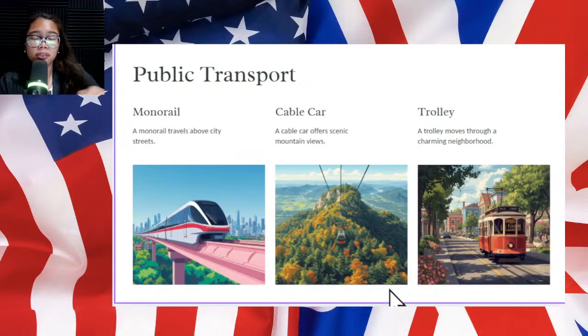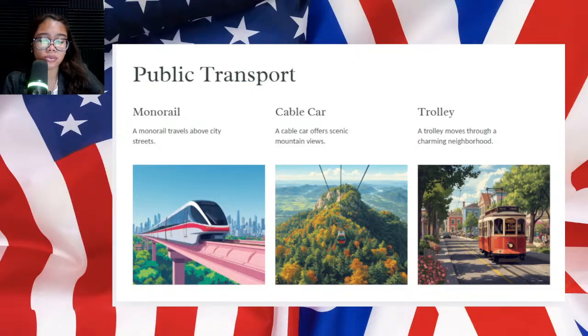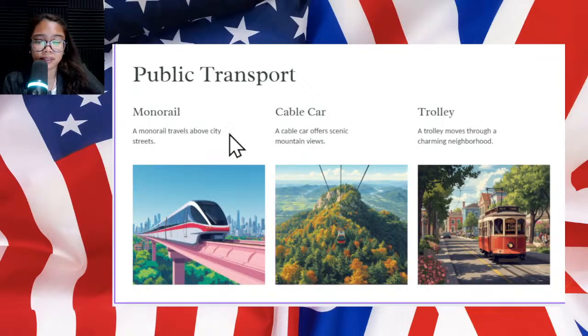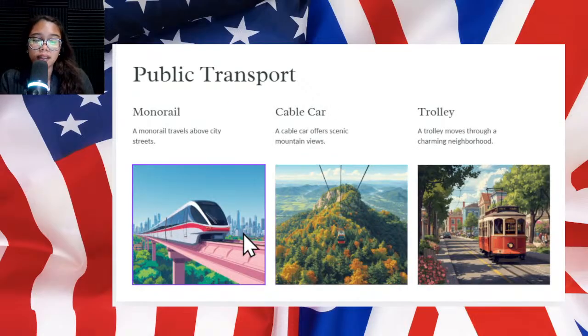Next is taxi, which is very convenient because it is point to point, and then tram as an eco-friendly vehicle. Next, we have the monorail, which is completely opposite to the subway because the subway is underground, the monorail is above the ground. Okay, and it is quite faster. Next is the cable car, which is for the scene itself. Okay, so that is a monorail, and then cable car. Last one is trolley, just like the tram. Okay, it is also eco-friendly.